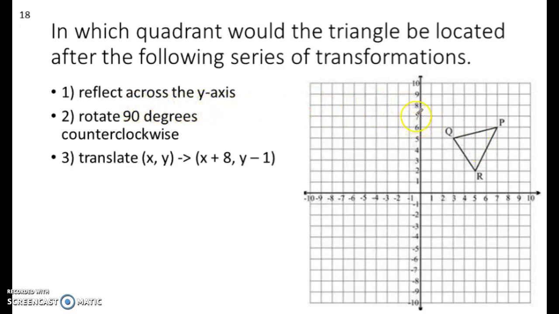So if I start off by reflecting across the y-axis, this is my line of reflection, so this triangle is going to end up over here. Again, it would still be a triangle. It's a rigid motion. I'm just imagining this in my head.